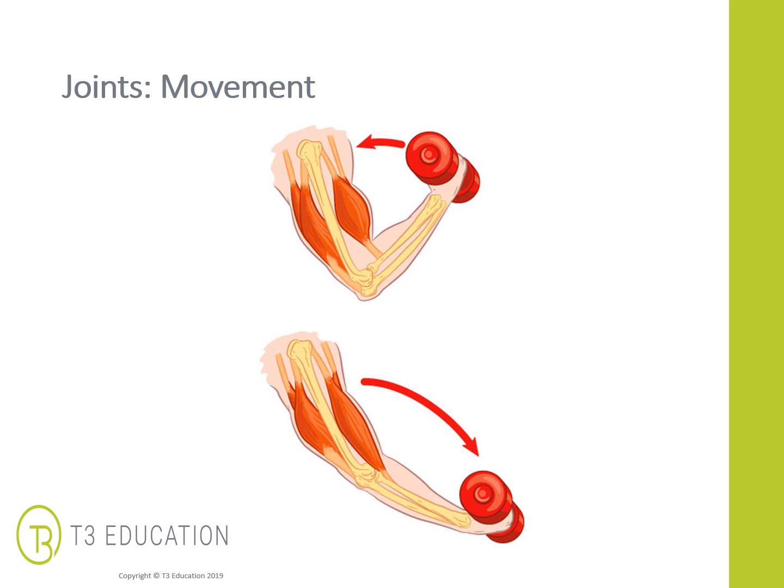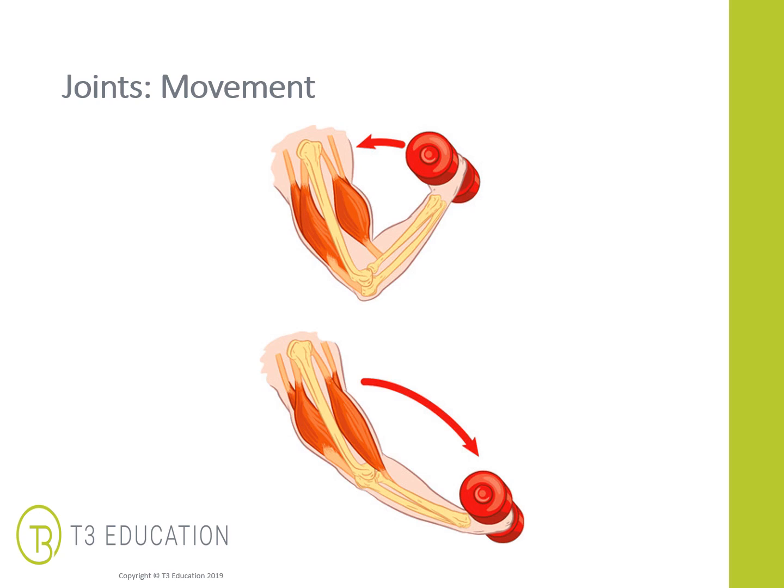So if the biceps contracted and shortened, but the triceps stayed the same length, we wouldn't be able to move. So as the bicep contracts, the tricep has to lengthen to allow this flexion to take place. And this is called an antagonistic pair, where one muscle contracts and the other relaxes or lengthens. And the biceps and triceps are a good example of that.